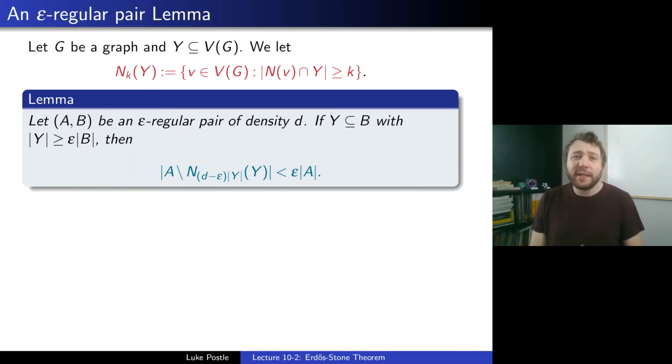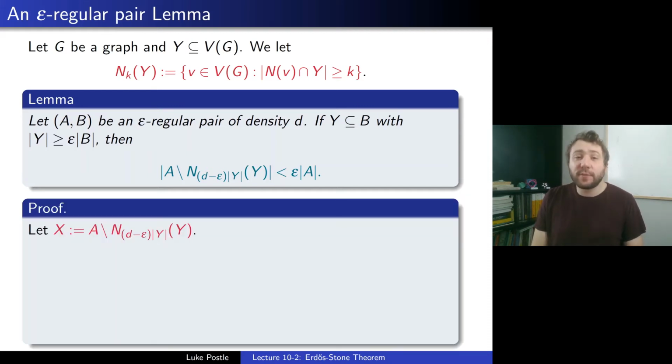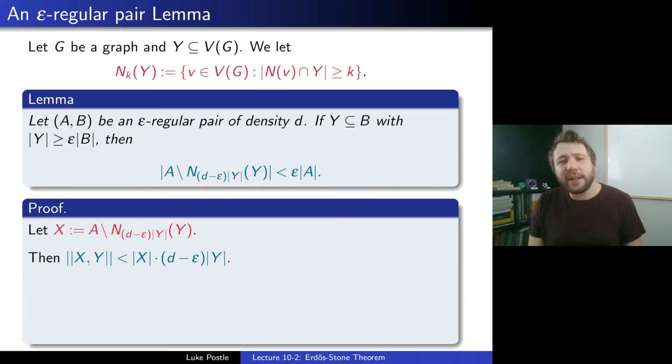And we kind of suggested that with the idea of epsilon regular and being random-like, in that the neighborhoods are kind of spread. This is really quantifying that, and we can actually derive it directly from the definition of epsilon regular. So how do we do that? We'll let X be the set, right? So take the set with not too many neighbors, and the key is then to think about how many edges go from X to Y. Well, every vertex in X has strictly fewer than d minus epsilon Y neighbors.